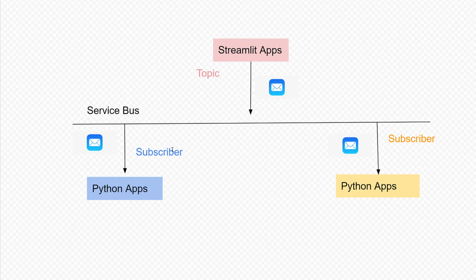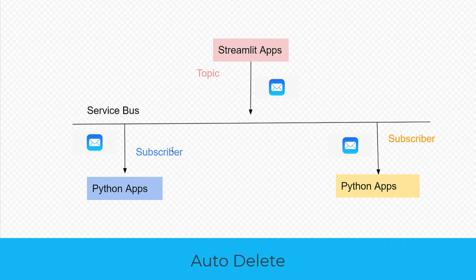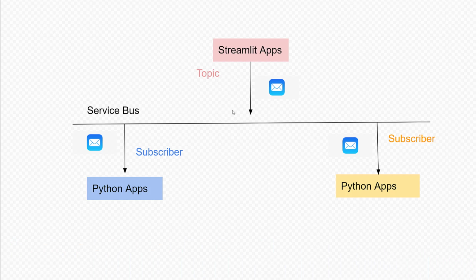Next feature is called auto delete on idle. So it can automatically delete messages if they are just there and nobody is picking them up. So in effect, you can put the TTL, time to live, on the messages. So they can automatically delete. You don't have to do another extra work in case the subscribers are not there. The messages will automatically delete.